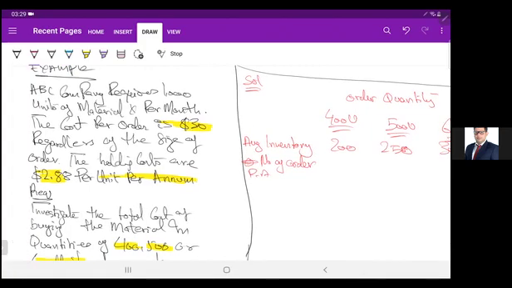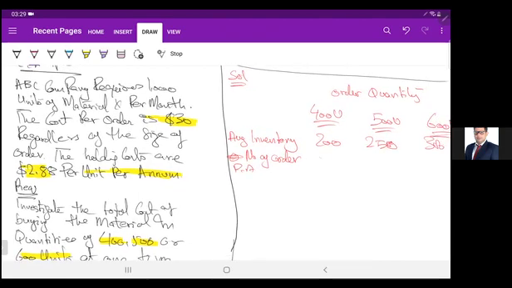So you can see the company requires material X. The cost per order is $30 regardless of the size. Number of orders per annum will be 30, 24, and 20, right?